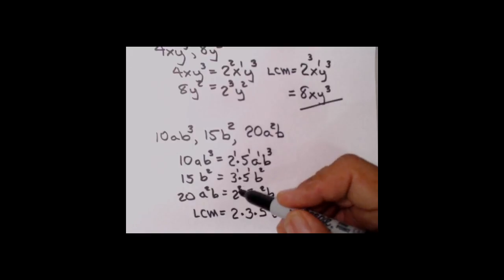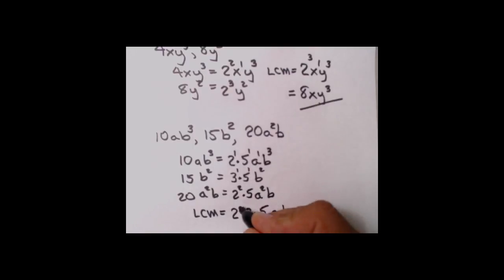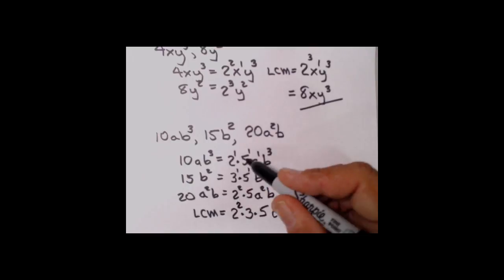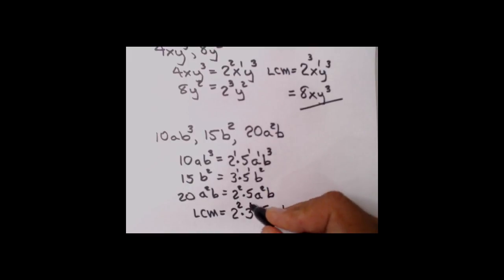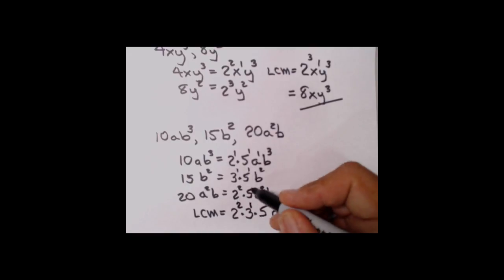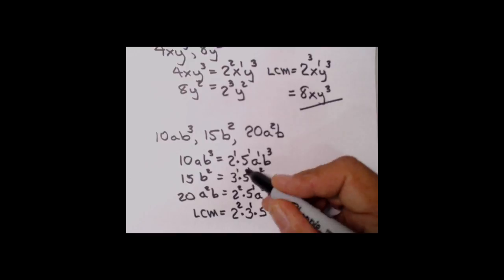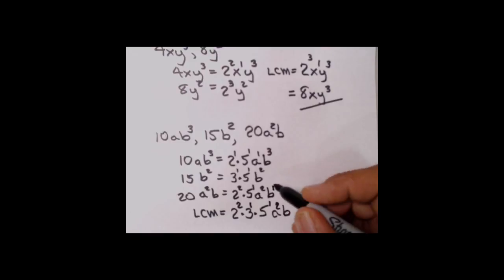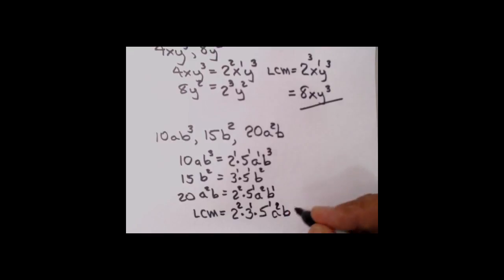Here's 2 to the first, but here's 2 squared. So 2 squared is the highest. 3 only shows up once, and that's to the first power, so there it is. And 5 here only shows up to the first power. Now the A's, I've got A the first, but A squared, so we take A squared. B, I've got B to the first here. B squared, B cubed is the highest.